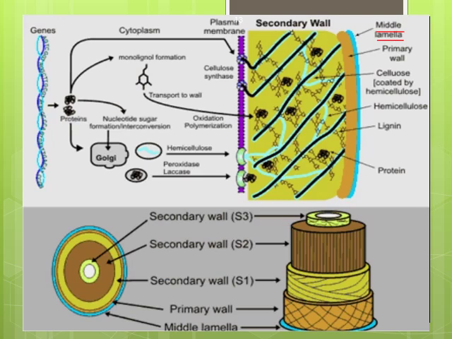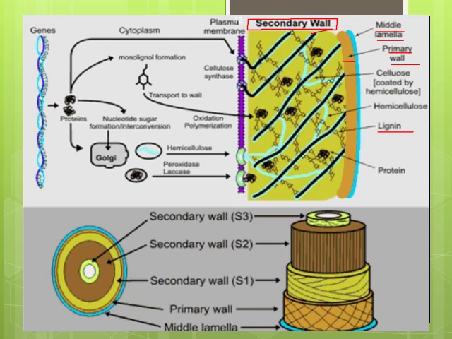Then we have the primary wall, and after the primary wall, toward the inside, we have a secondary wall. Here you clearly observe it. The thickness of the secondary wall, as I already told you, is due to the deposition of lignin. So this deposition of lignin increases the thickness of the secondary wall.